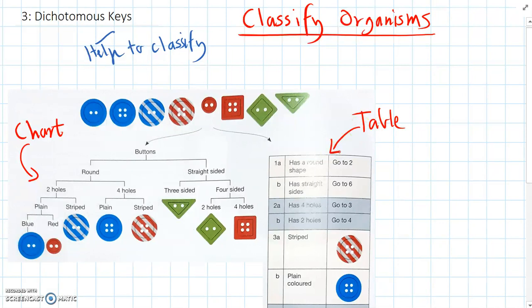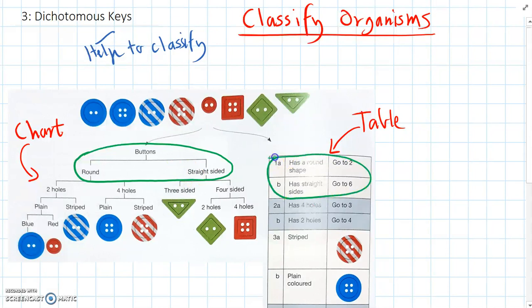And if we look at the chart and the table, we can see that they both involve asking a question that only has two answers. So looking here on the chart, we can see that the first question is to say, out of all of the buttons, which ones are round and which ones are straight-sided. So there are only two options. And over on the table, again, question 1, we look at the two options A and B, which are, is it round or does it have straight sides?